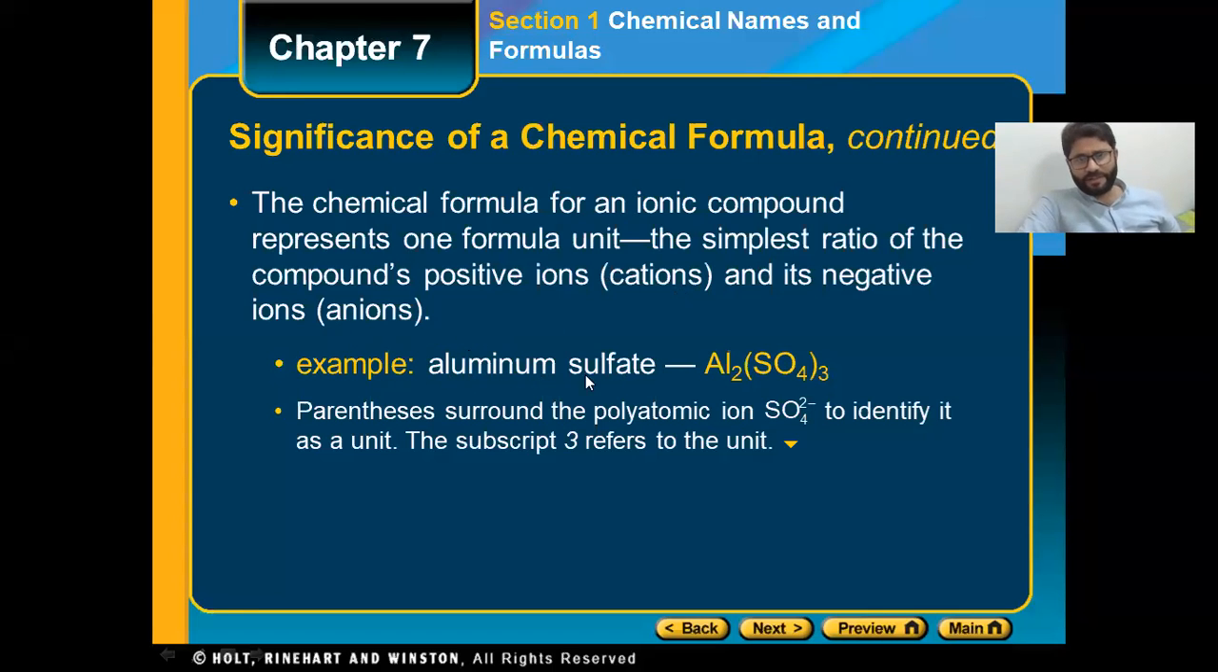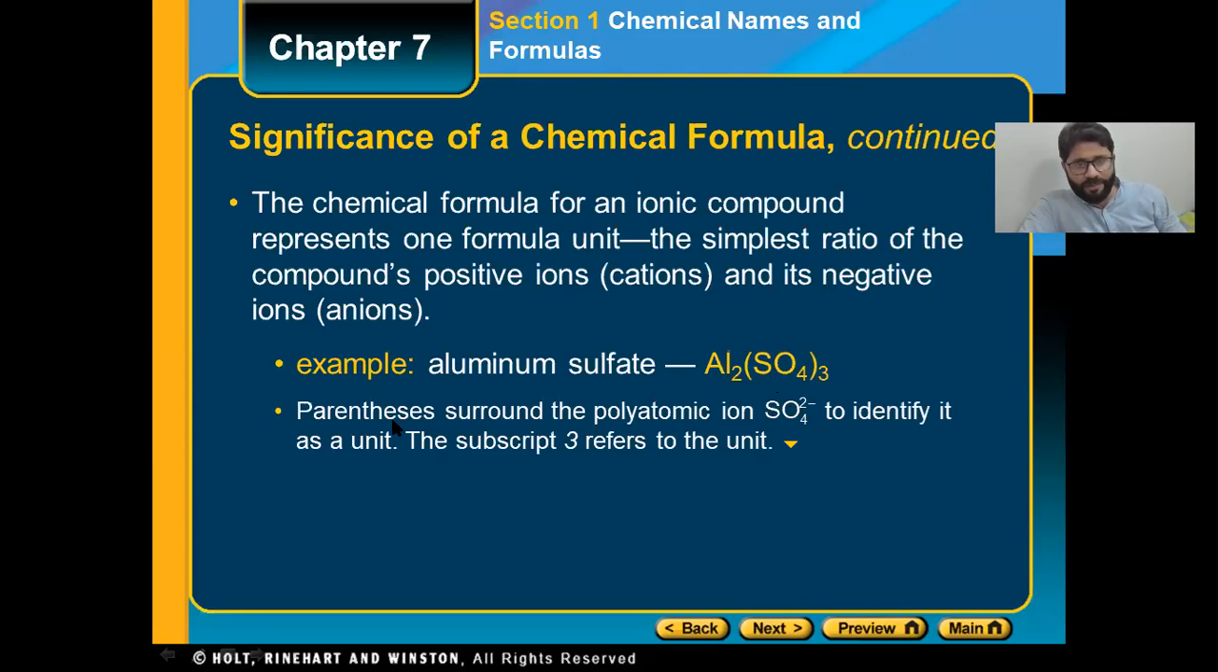Now look into this case. This is one of the ionic compounds mentioned over here. It is aluminium sulfate. The chemical formula for aluminium sulfate is Al2(SO4)3, that is, SO4 taken 3 times. Now dear student, what does it mean? How many aluminiums, sulfur, and oxygen are there, the total number of atoms of these elements? How do we understand it?